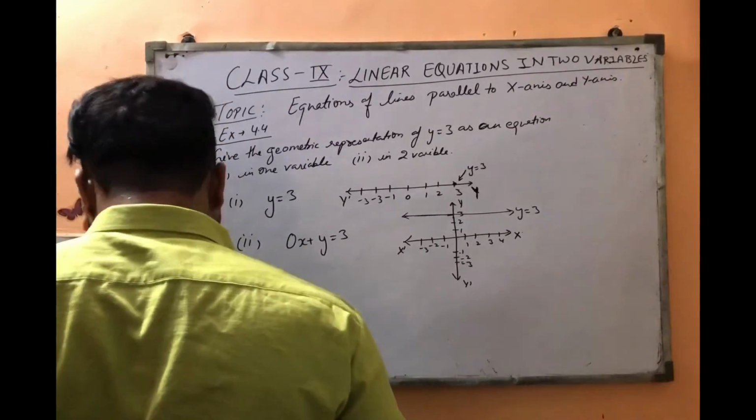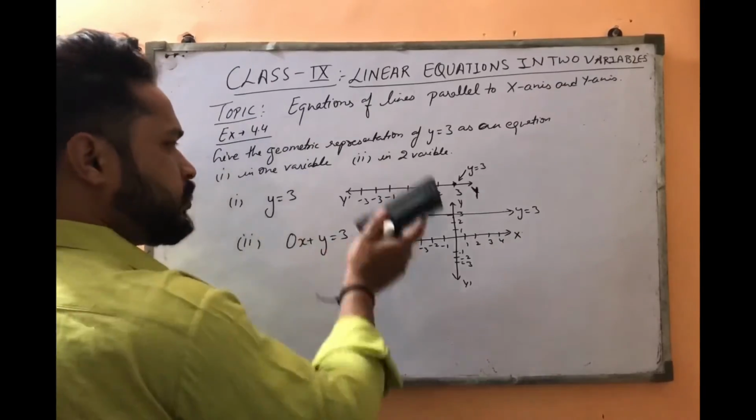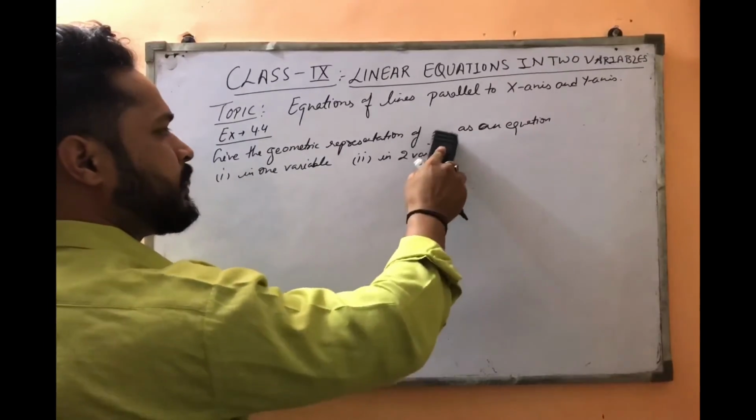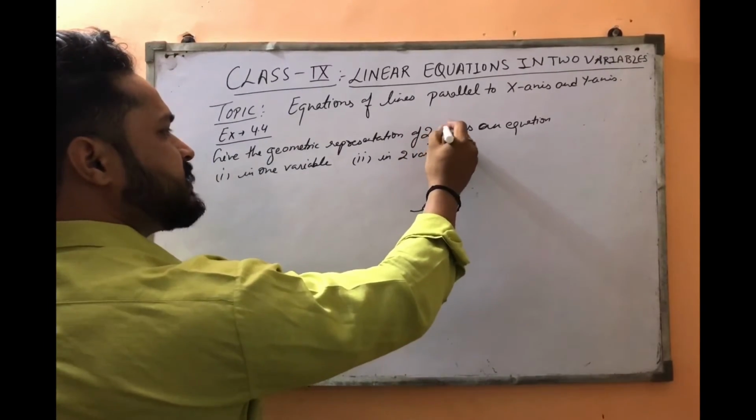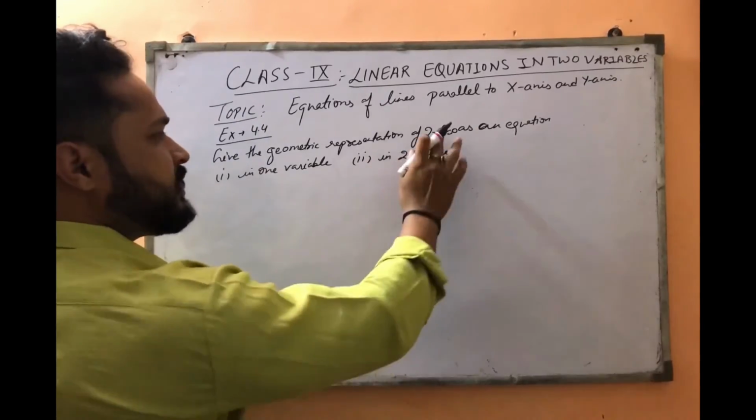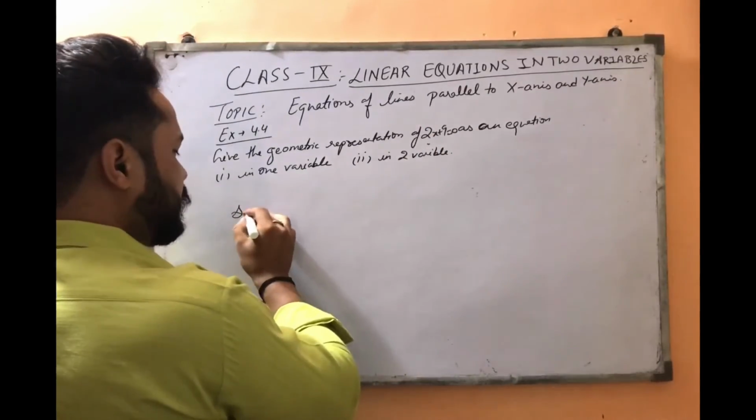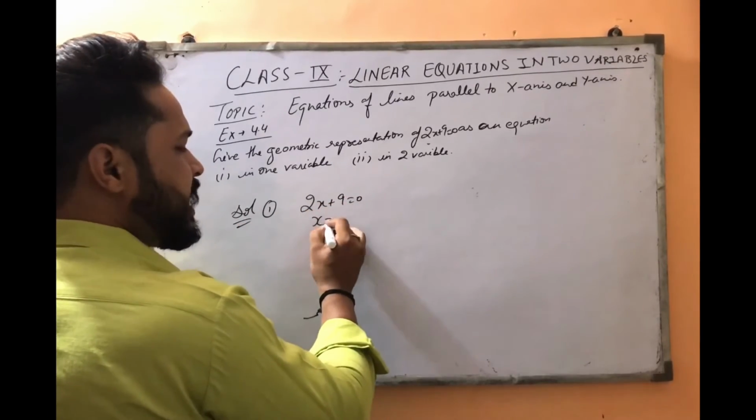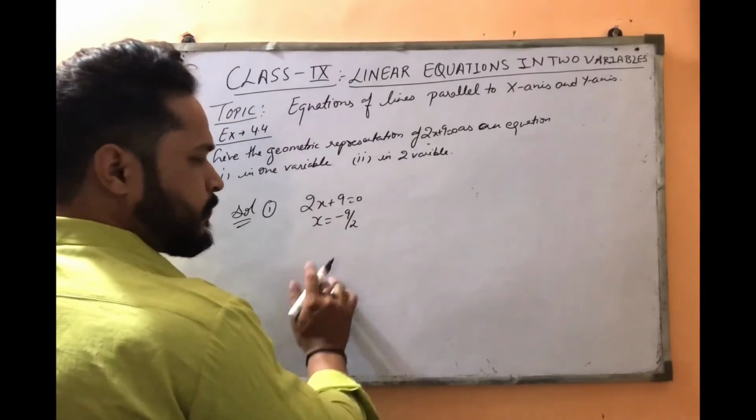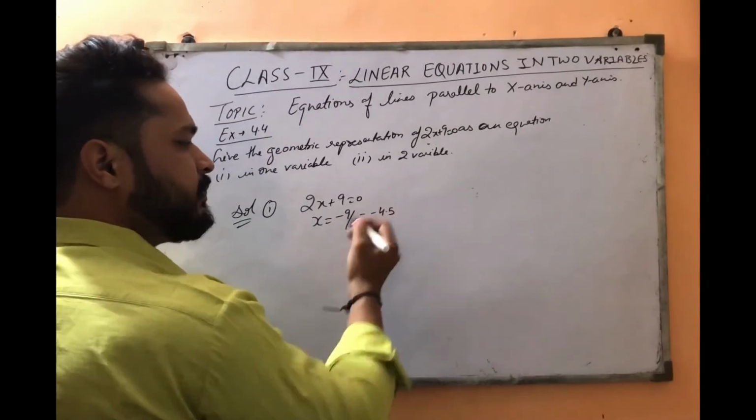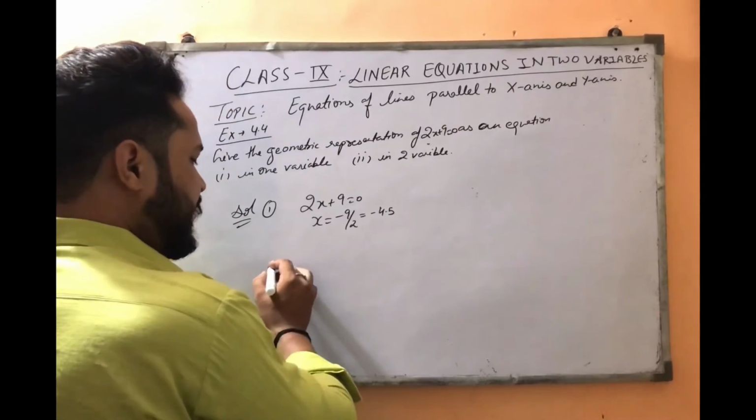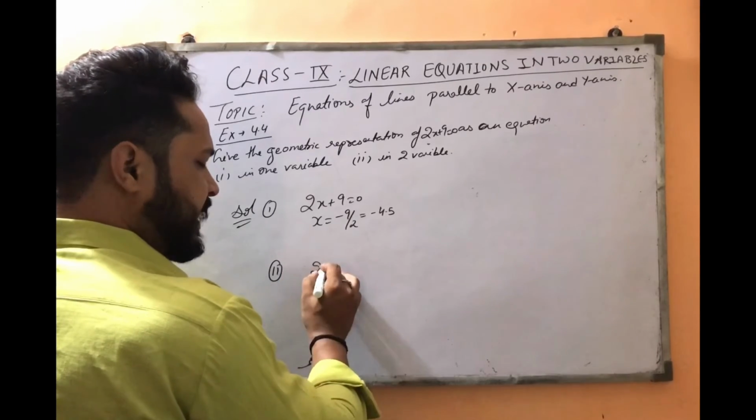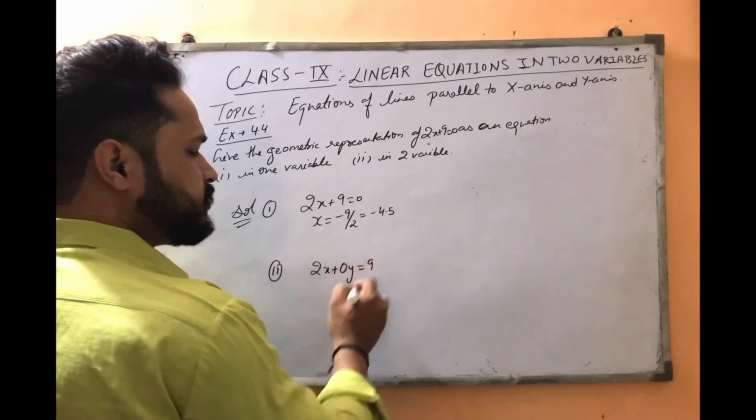Now come to question number 2. In question number 2, the question is same, but the equation is different. The equation is 2x plus 9 is equals to 0. That means first we can convert it into a single variable solution. The equation is 2x plus 9 is equals to 0, or you can write it as x is equals to -9/2. Okay, or this is -4.5. Fine. And in two variables it is 2x plus 0y is equals to -9.